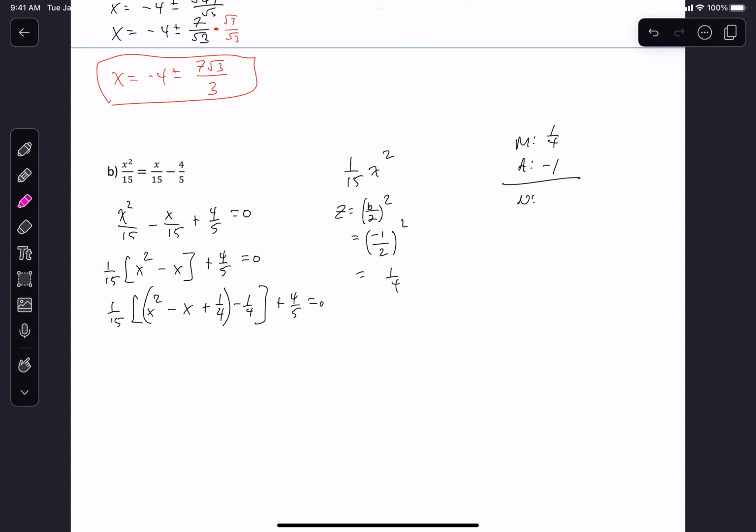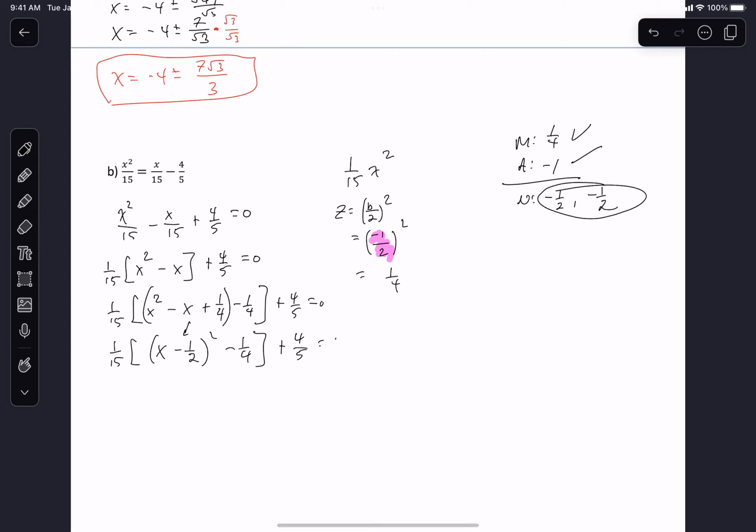I already told you in the other videos, the two factors that work: one is the number before you square it when you find your z value. -1/2 and -1/2 satisfy both of these conditions. Just make your life a little bit easier and follow the little tricks. No, sorry, what am I doing? I'm factoring this into that. So we get x minus 1/2 squared minus 1/4 plus 4/5 equals 0.